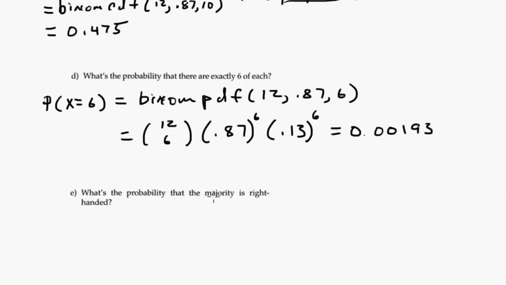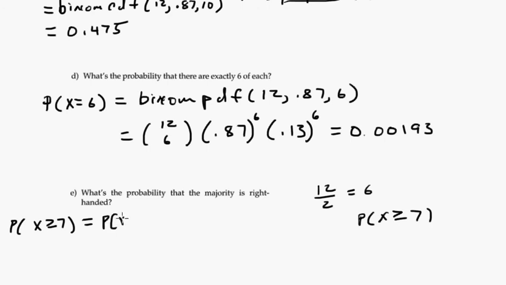Okay, last one. What's the probability that the majority is right-handed? Now they're really messing with it. What would a majority be considered? Well, there's 12, so half of 12 is 6. I think a majority would be x greater than or equal to 7. So that's the probability of x greater than or equal to 7, which includes the probability of x equals 7 plus the probability of x equals 8, all the way out to the probability of x equals 12.